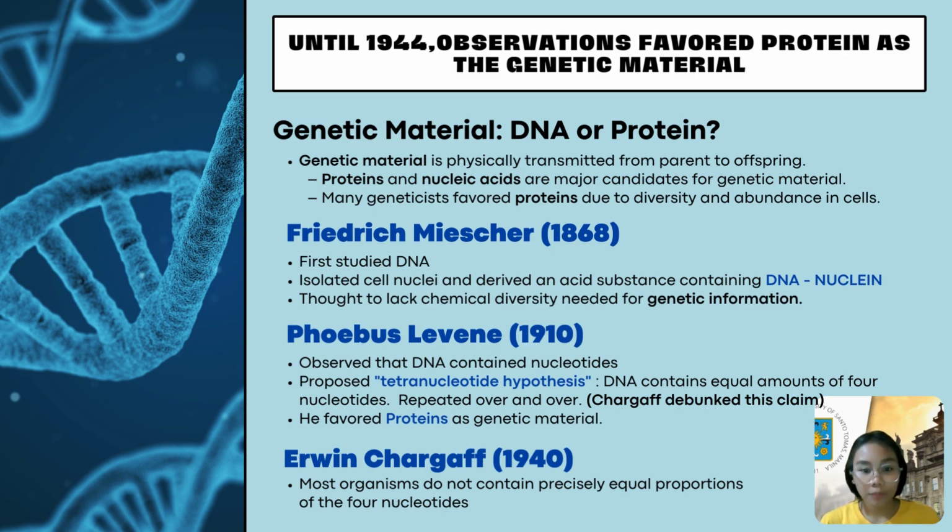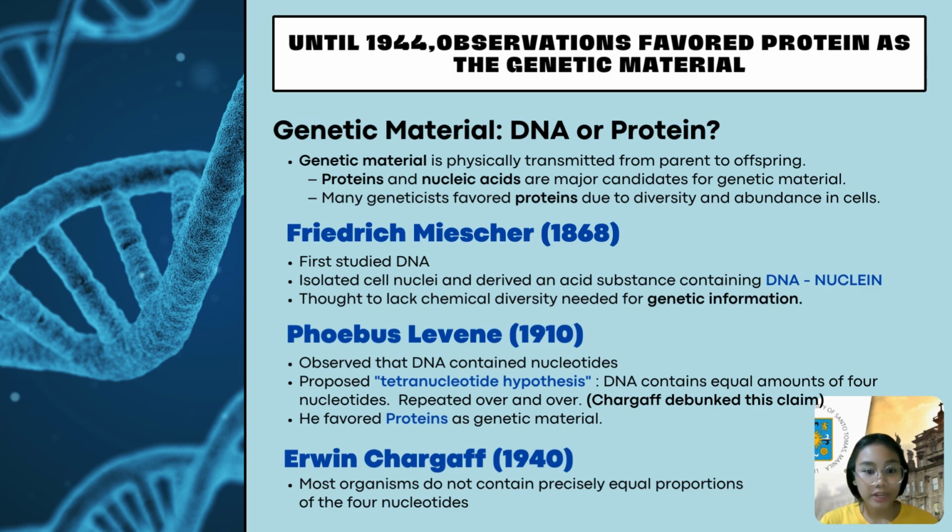Before continuing with the topic regarding genetic material, we must first go back to its history and understand how geneticists figured out that DNA holds the genetic material. Genetic material is physically transmitted from parent to offspring. This fundamental concept is crucial in genetics as it underlies the inheritance of traits from one generation to the next. For a long time, proteins and nucleic acids were the major candidates considered for genetic material due to their abundance and diversity in cells. So here we have the pioneers in the discovery of DNA as genetic material.